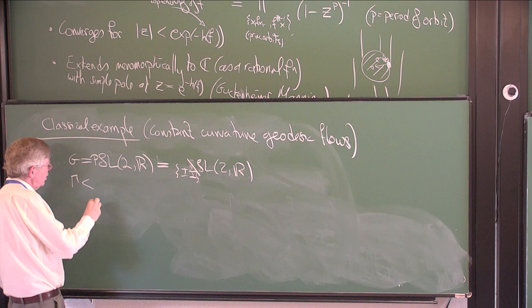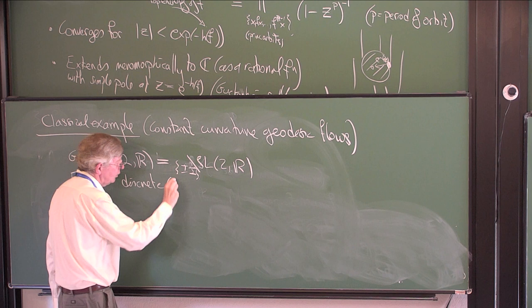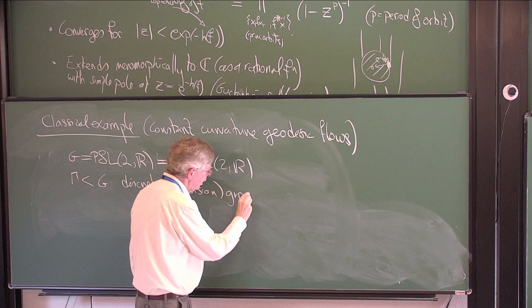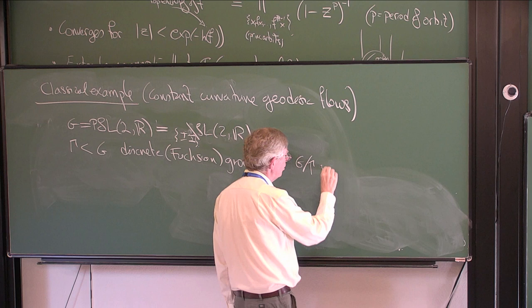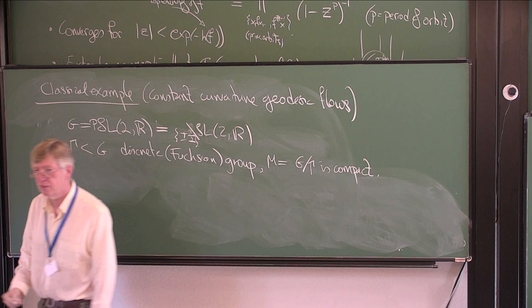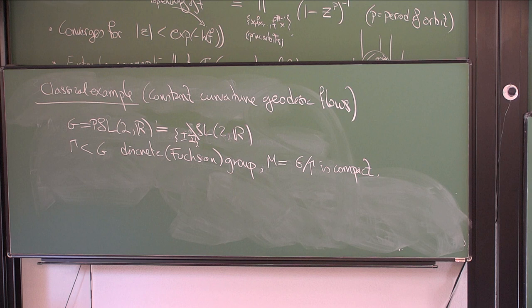So this is going to be a discrete Fuchsian group. And I'll assume that the quotient is compact, so M is equal to G mod Gamma. So Gamma is compact. So being British, I quotient out on the right by groups. In France, I probably do it on the left. In Switzerland, I have no idea what you do.